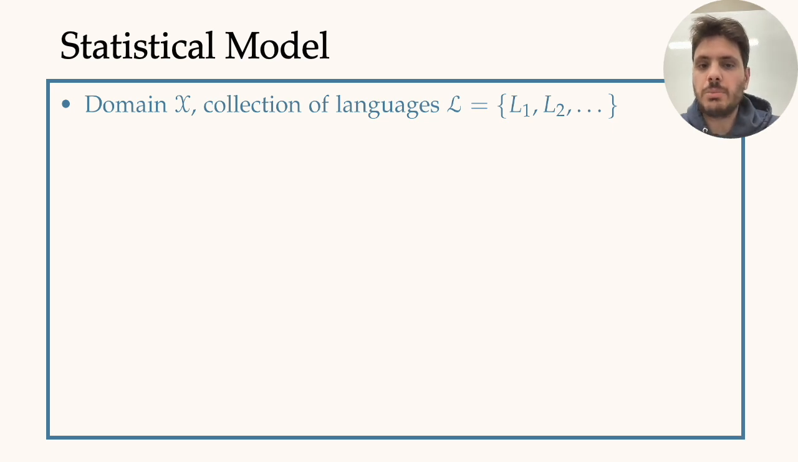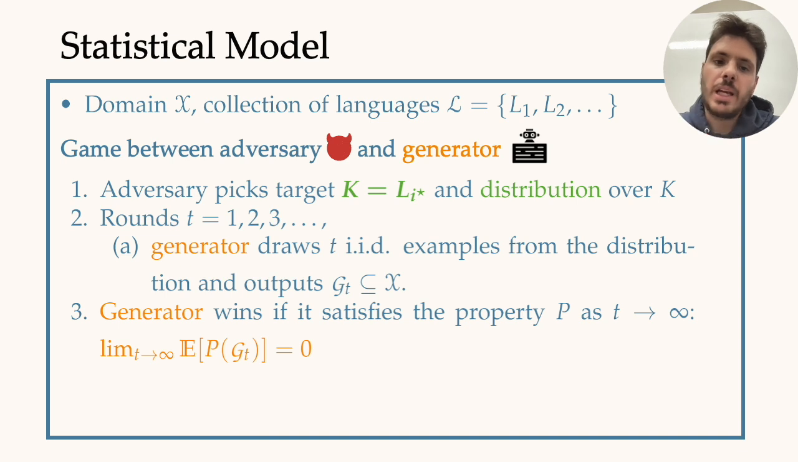Now, in order to make things a bit more formal, we still denote the domain by script X and the countable collection of languages by script L. And the game between the adversary and the generator looks as follows. The adversary picks a target language K, which must belong to this collection, and a distribution over this language. By that we mean that for every element of the language, this distribution puts positive mass on it, and for every element outside of this language, the distribution puts 0 mass on it. And again, in every finite round, the generator draws a fresh batch of T samples from the distribution and outputs a subset of the domain script X.